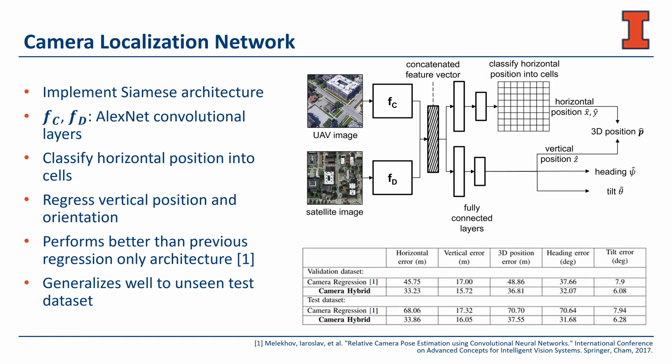For our camera localization network, we implement a Siamese architecture with AlexNet convolutional layers. We use a hybrid classification plus regression architecture to get the camera pose estimate from the network. The horizontal position is classified into cells, whereas the vertical position and orientation are regressed.